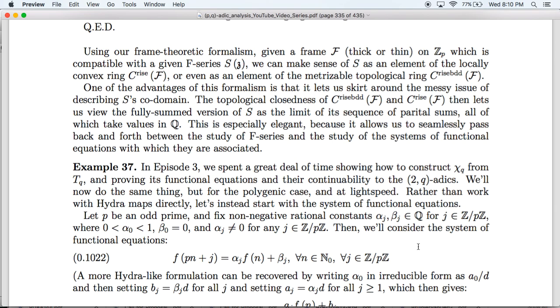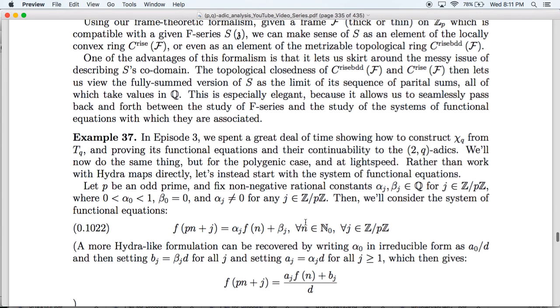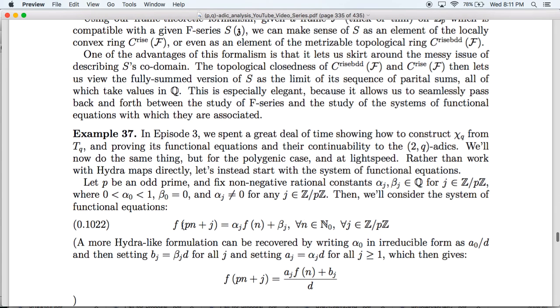So rather than work with the hydra maps directly, let's instead start with the system of functional equations. So let p be an odd prime and fix non-negative rational constants, alpha j and beta j. Technically, the beta j's are free to be negative, but I just want to keep it simple here. And here we're going to require that alpha 0 is between 0 and 1, beta 0 is 0, and that alpha j is non-zero for all of the j's. And then we're going to consider the following system of functional equations.